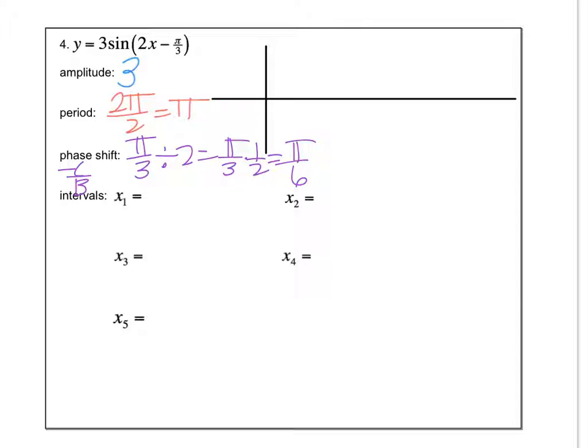Pi over 6. The increment is going to be pi over 4, the period divided by 4. Do those have the same denominator? No. So you need to change both of these to get a common denominator. That's what I would suggest doing. This is going to be 2 pi over 12. This is going to be 3 pi over 12.